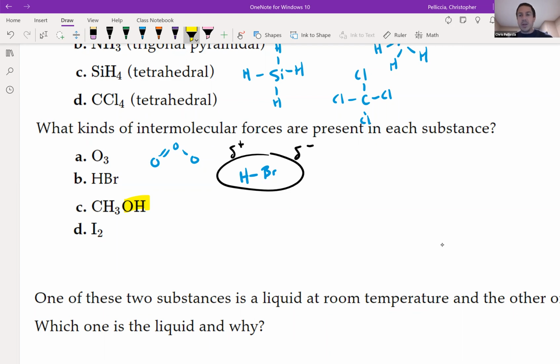Our last molecule here is molecular iodine, I2. I2 is a nonpolar molecule. Those iodines are pulling equally on their electrons, not creating a pole, a dipole, positive or negative side to that iodine, and therefore iodines will be held together via van der Waals interactions.